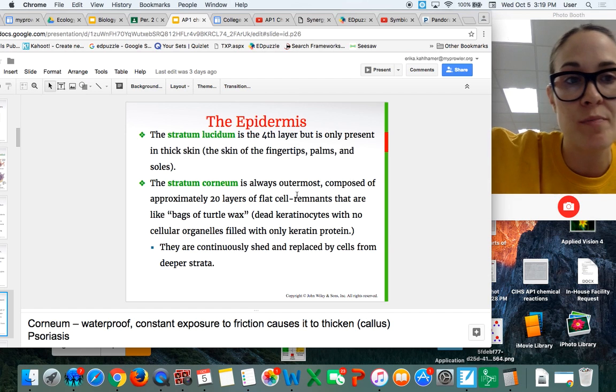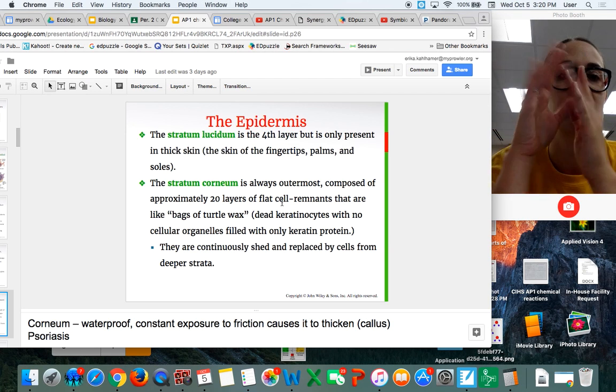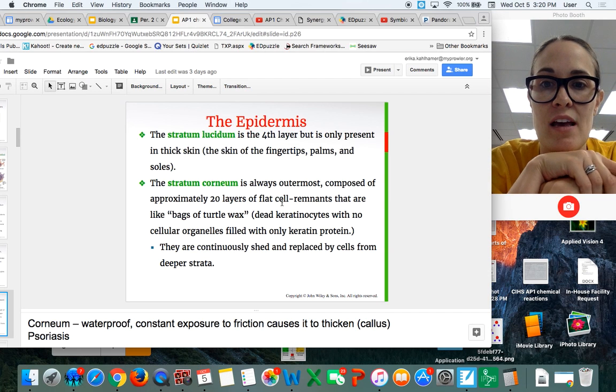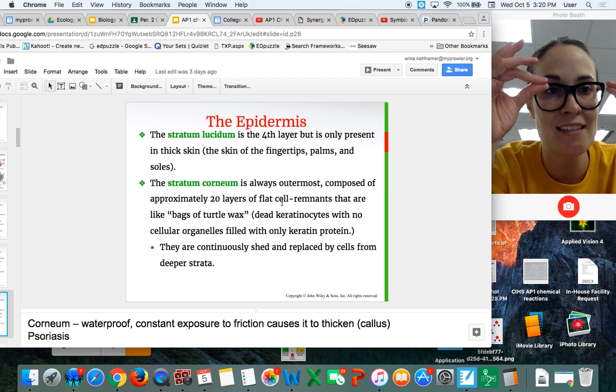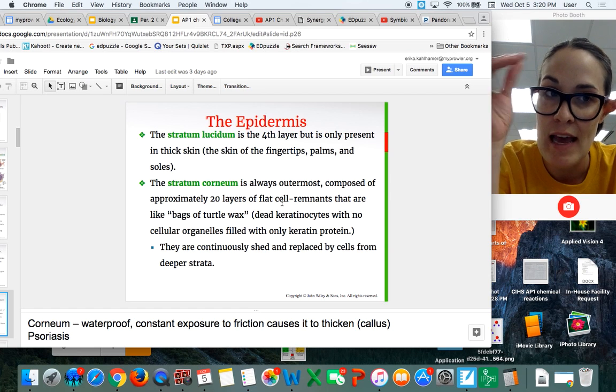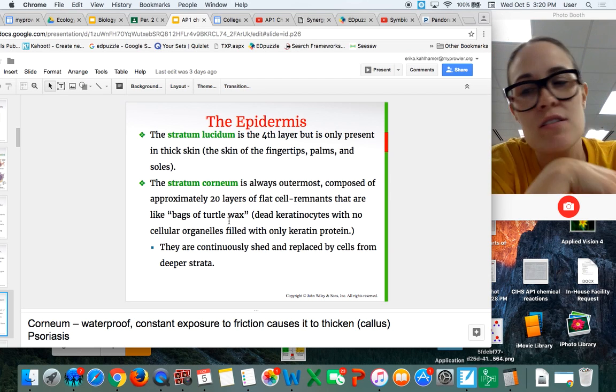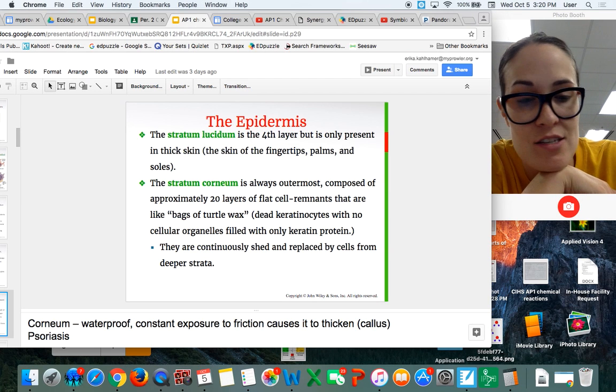The fourth layer is only present in the thick skin, so the fingertips, palms, and soles. And then the outermost layer is the stratum corneum, many layers of flattened squamous cells, and all that's left is just the keratin proteins in them. And those are the cells that are continually replaced and shed.